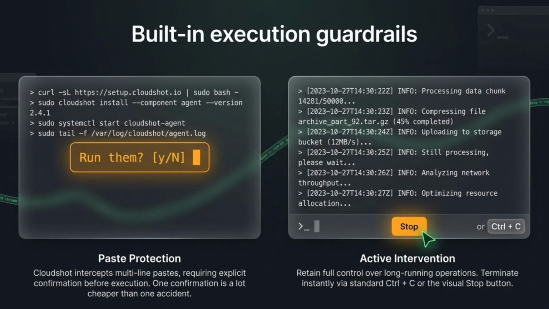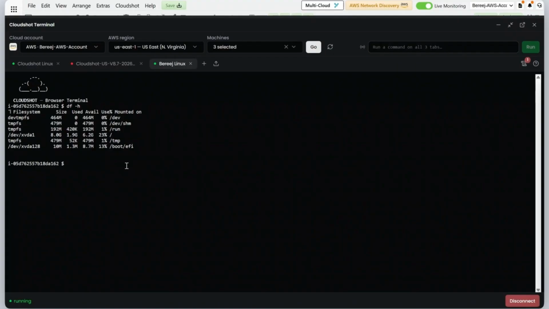Copying and pasting works exactly how you'd expect, but there's a brilliant built-in guardrail. If you paste multiple commands together, Cloudshot actually pauses and asks you to confirm before executing them. Why? Because these aren't simulated commands in a sandbox. They're running live. And as we all know, one quick confirmation click is a whole lot cheaper than accidentally taking down the production database. If a command goes rogue or just takes too long, you can kill it instantly. Just use the standard Ctrl+C keyboard shortcut. You are always the one in the driver's seat, maintaining total control over what's running on your infrastructure.